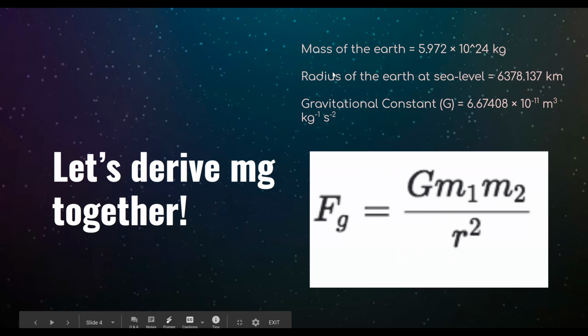So first, I listed out all the values, right? The mass of the Earth, the radius of the Earth at sea level, the gravitational constant, big G, right? I listed everything here. So a hint I would give you is, try to plug in these values into this equation and see what you get, and you'll actually be very surprised with the answer you get. I've done this also before, and it's really cool seeing where you get these equations from.